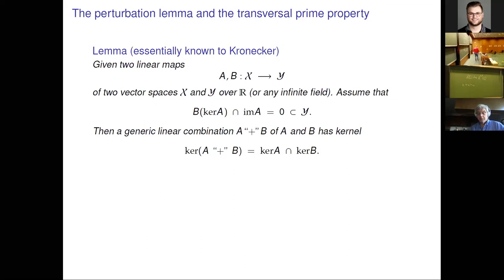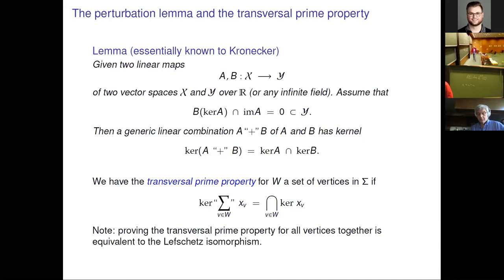So what I want is to prove inductively the following property. I call this the transversal prime property. If I have a set W of the vertices of my sphere, then what I want is that the kernel of the generic linear combination, this is somehow signified by the quotation marks, is equal to the intersection of the kernels. Okay? So the note that I have below this is exactly what I just explained.